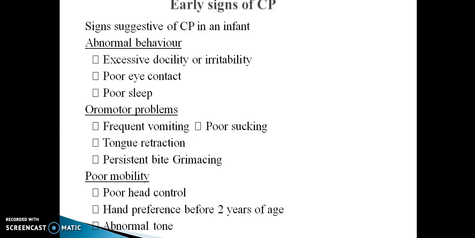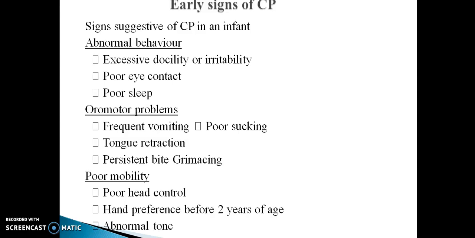Early oromotor signs are oromotor problems related to eating and feeding, that is, mouth and tongue activity. Frequent vomiting and poor sucking, which is basically a feeding problem. Tongue retraction, hypersensitivity of the tongue. Persistent biting, and grimacing is common. Grimacing means it looks like smiling but is actually not smiling.